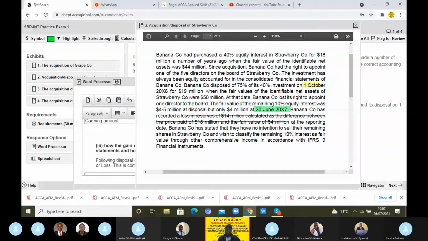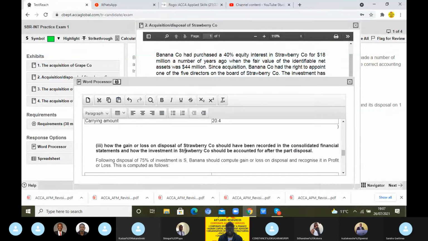Because it's an investment in equity instruments, it is now accounted for in accordance with IFRS 9, financial instruments. IFRS 9 says that if the business model is to hold the investment for the long term, then it must be accounted for as a financial asset at fair value through OCI. This is basically what you write to wrap up the answer. You then say the remaining 10% of investment here.